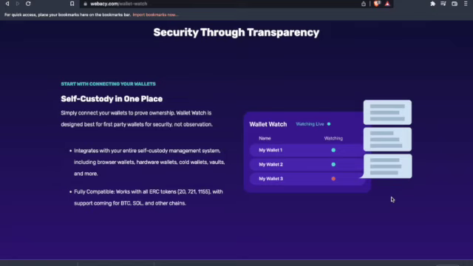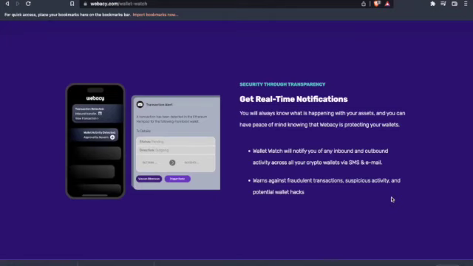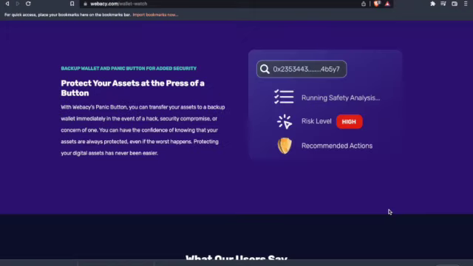Self-custody in one place. Simply connect your wallets to prove ownership. Wallet Watch is designed best for first-party wallets for security, not observation. And then we have here, get real-time notifications. So for those of you with many different wallets, you don't have to go into each one individually. You will always know what is happening with your assets, and you can have peace of mind knowing that Webacy is protecting your wallets. Wallet Watch will notify you of any inbound and outbound activity across your crypto wallets via SMS or email. It warns against fraudulent transactions, suspicious activity, and potential wallet hacks. Protecting your assets has never been easier.